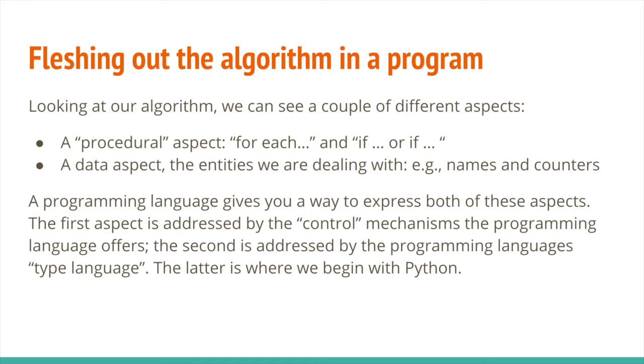And if the word is in the set of conservative politicians' names, or if the word is in the set of liberal politicians' names. So the for each and the if or if, that's what I'm calling the procedural aspect of our algorithm. There's another aspect, the data aspect, which is the entities we are dealing with.